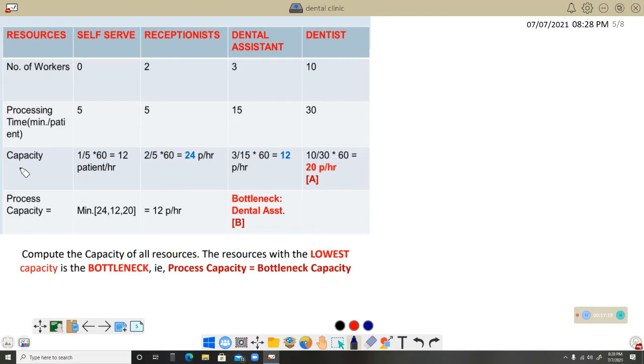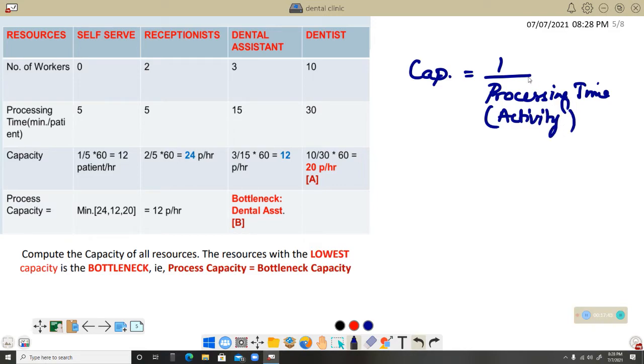The first step is to calculate the capacity. We already said that capacity is nothing but 1 by activity time. Capacity is nothing but 1 by processing time, or activity time.